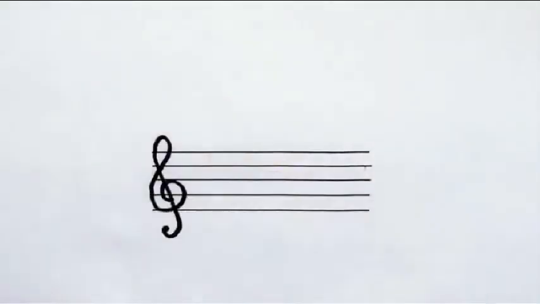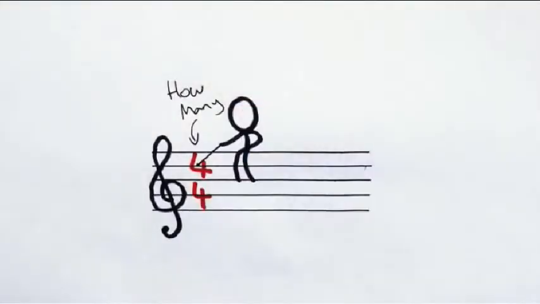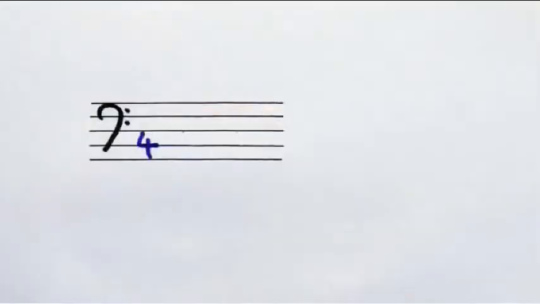So, we all know what a time signature is, those two numbers at the start of the tune. And we know that the top number tells us how many beats, or counts, are in each bar. Usually 2, 3, or 4. But we never talked about the bottom number. What's its shtick? So, the bottom number tells us what type of note is used to measure the beats.